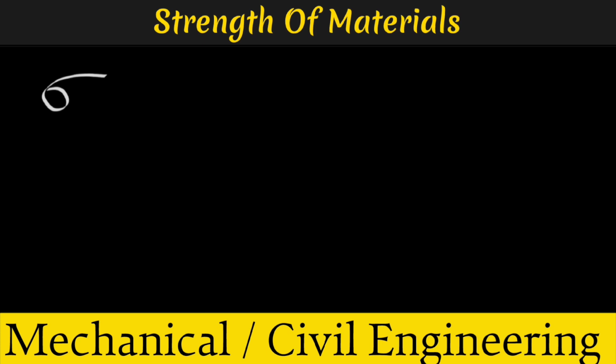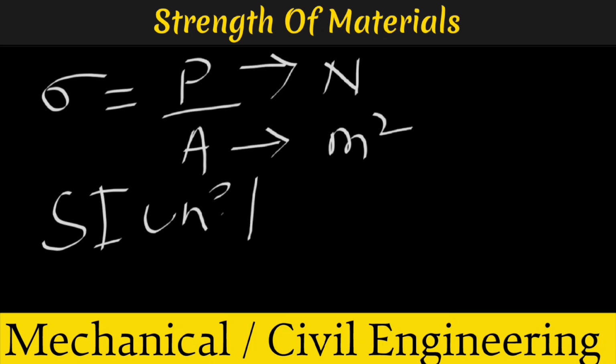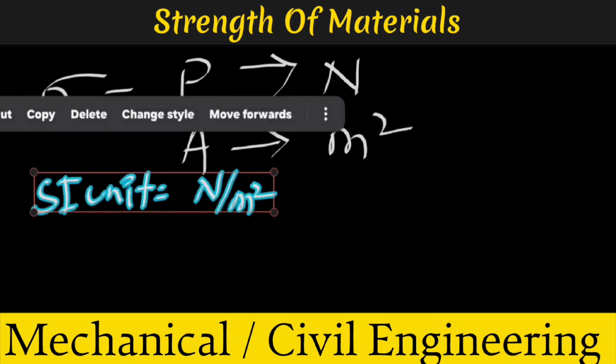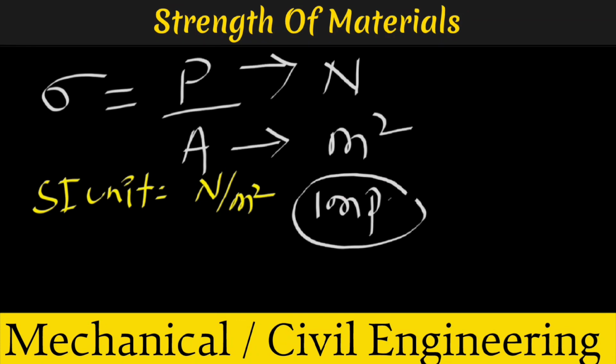So we know that stress sigma is equal to load applied to the cross sectional area A. So load P is always in Newton and area is always in meter square. So its SI unit is what? Newton per meter square. You just remember this thing. Okay, SI unit is Newton per meter square. This is important.